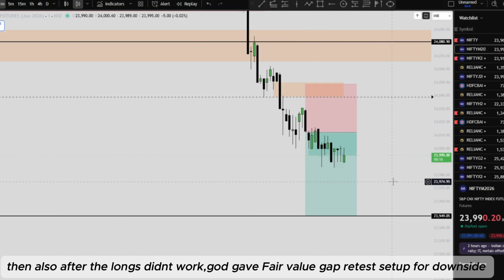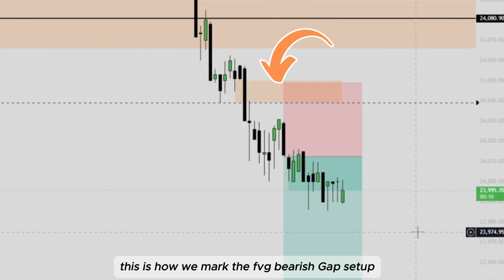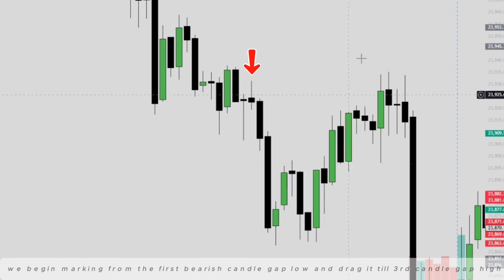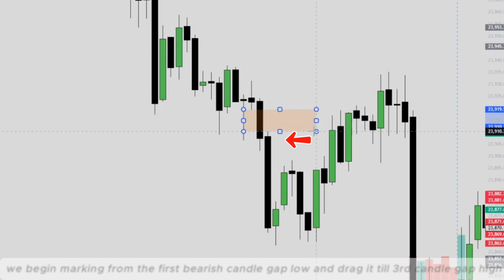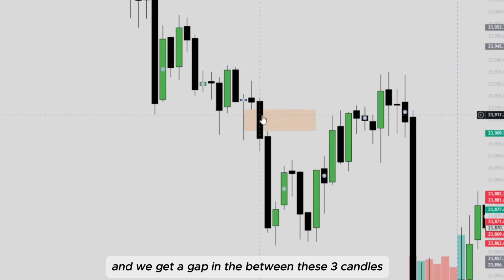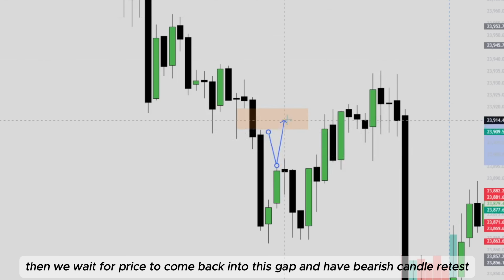Then also, after the longs didn't work, God gave a fair value gap retest setup for the downside. This is how we mark the FVG bearish gap setup. We begin marking from the first bearish candle gap low and drag it till the third candle gap high. And we get a gap in between these three candles. Then we wait for price to come back into this gap and have a bearish candle retest.